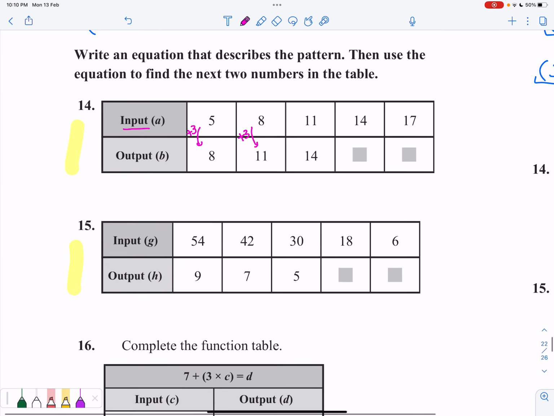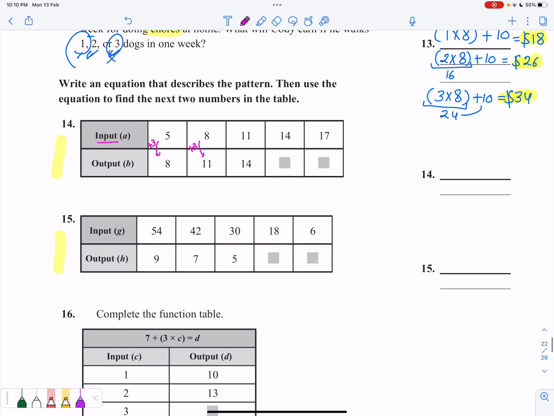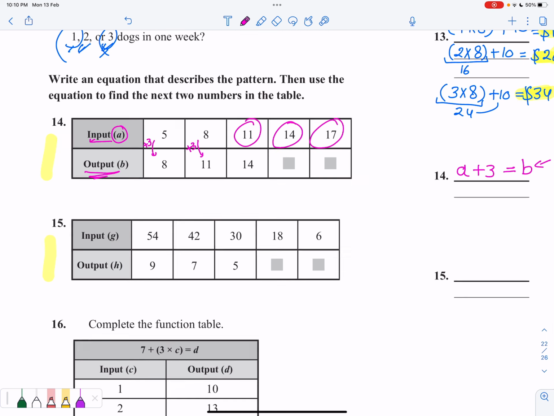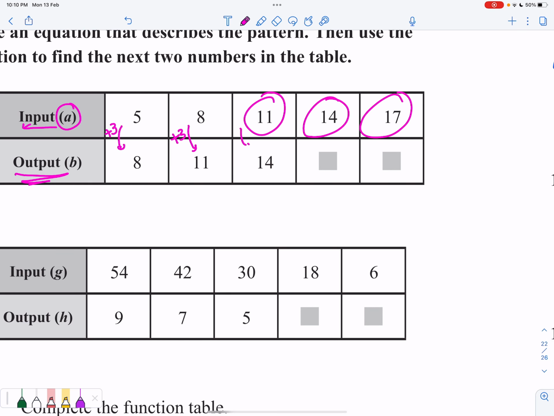So this means that we can write an equation now. We take the input, which is A. We add 3, so A plus 3. So we get the number at the output, which is b. So that would equal b. So each time we take the input, we add 3 to it, and we get the output. So here also we have 11. When we add 3, of course we will get 14.